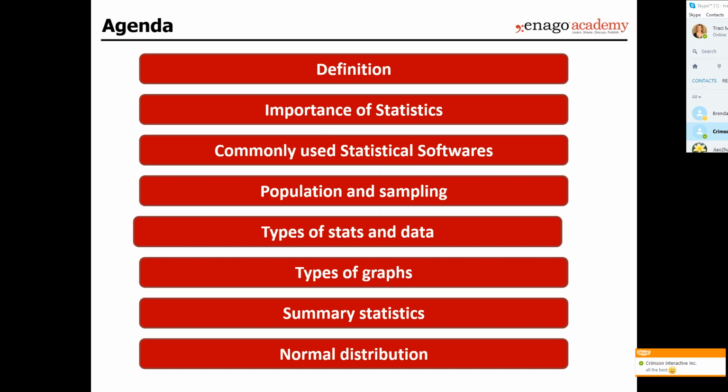First, let's talk about the agenda. What are we going to do in this presentation? We will discuss the basic, accepted definition of biostatistics. We will make mention of the importance of statistics in our research. We will discuss briefly some of the commonly used statistical software. We will discuss population and sampling as it relates to statistics, different types of stats and data, and the graphs that we can use to represent our data.